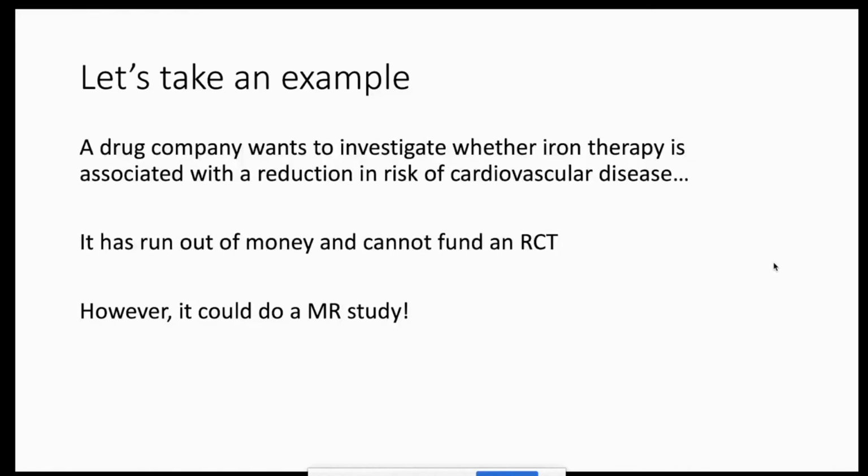People who take iron therapy might be more health conscious. They might also be prescribed something like a statin, which would also reduce your risk of cardiovascular disease. So teasing out the relationship between iron therapy and cardiovascular disease would be very difficult in an observational study because of confounding and reverse causality. However, we could do this using a Mendelian randomization approach. I'll show you how that would work.